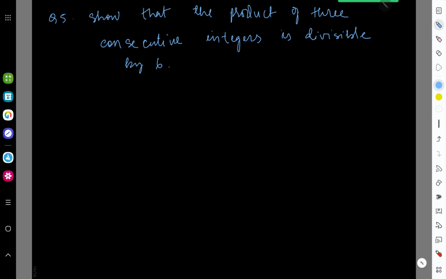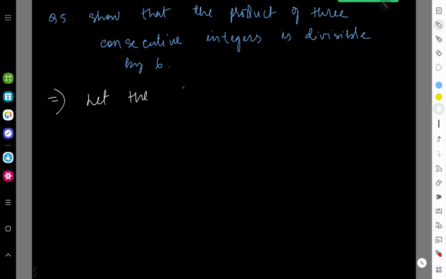Now let's move on to question number 5. Show that the product of 3 consecutive integers is divisible by 6. What are the keywords here? The keywords are 3 consecutive integers and 6. So we will consider n, n plus 1 and n plus 2 as our 3 consecutive integers. Then we have to show that their product is divisible by 6.